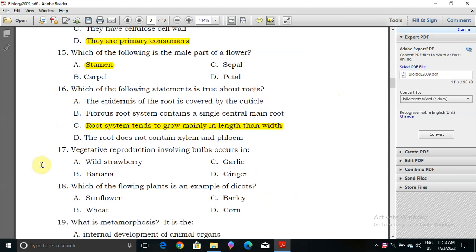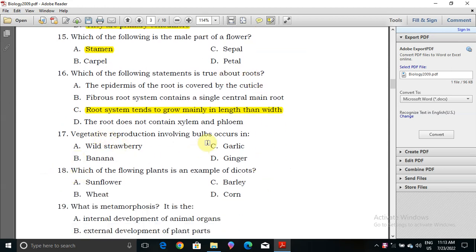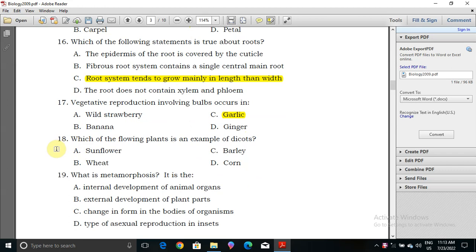Okay, now question number 17. Vegetative reproduction involving bulbs occurs in what? Garlic. It's written also in the grade 7 textbook. Okay, question number 18. Which of the flowering plants is an example of dicots?